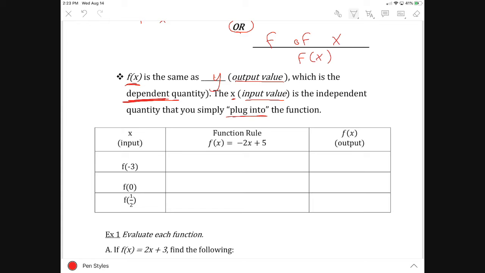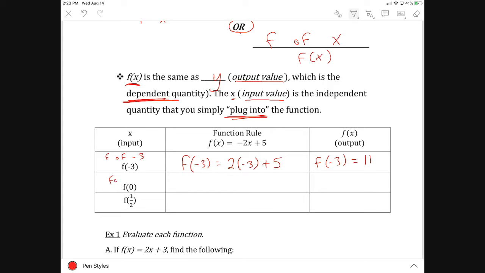So if you're looking at our little table below here, you've got our x's, which is our inputs, we've got our function rule, and then our output, our f of x. So if we're going to plug our function in, we're going to show you how it works. So our first one we have here is f of negative 3. So we're going to plug that negative 3 into our function rule. So it's f of negative 3 equals, so we're going to plug that negative 3 into every x. So 2 negative 3 plus 5. So that's going to be how you do this. So then your output is what you get for the answer, which in this case would be 11.